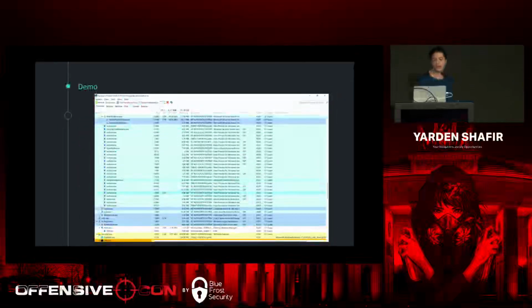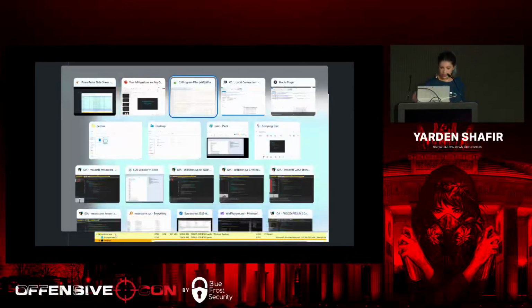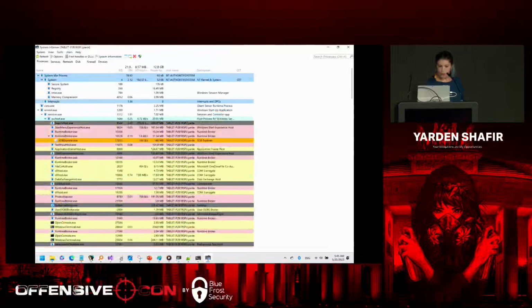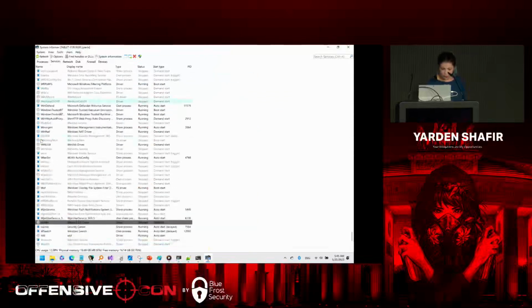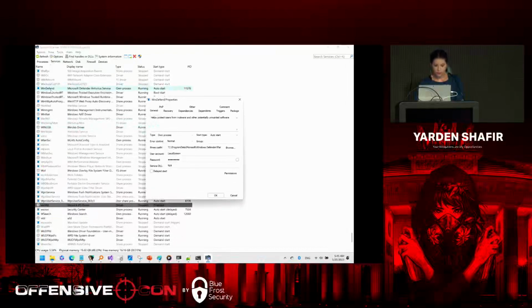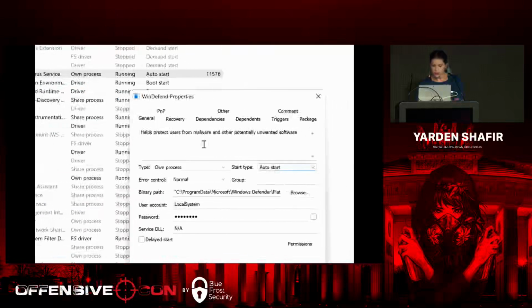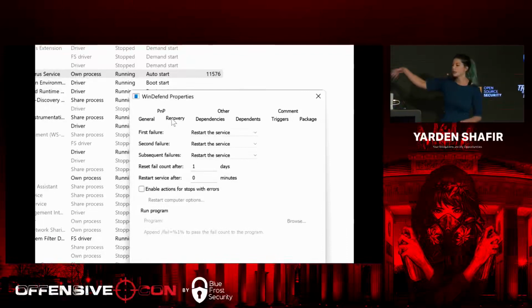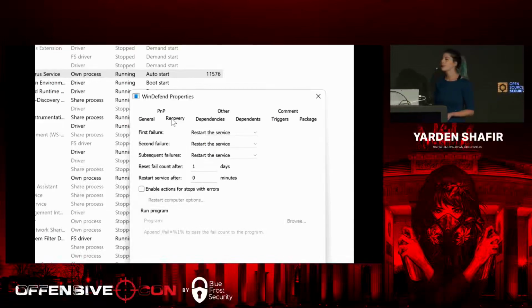Now by default, the service will try to restart itself a few times. So the WinDefend process has recovery options where it will try to restart the service 3 times. So you will need to either change this or just get the driver to kill the process 3 times in a row, and then it gives up.